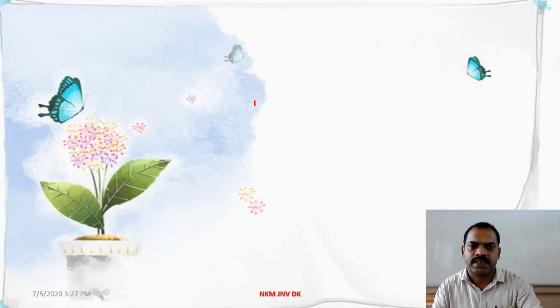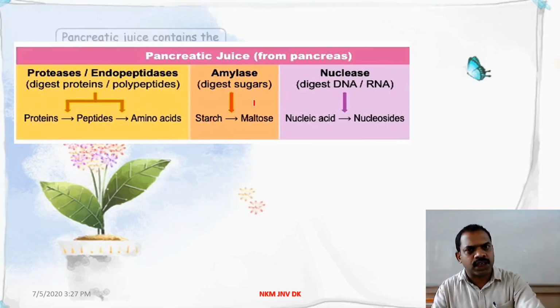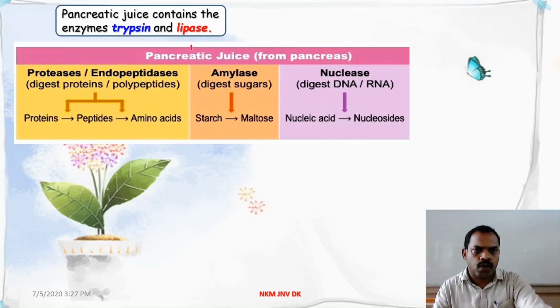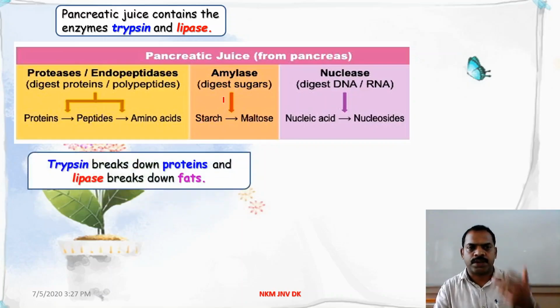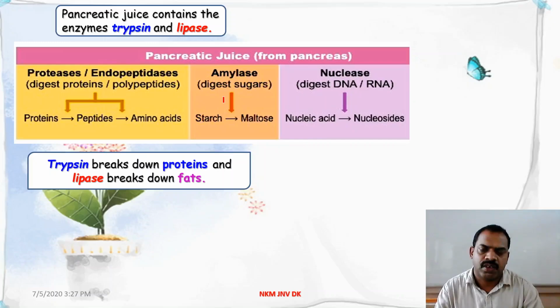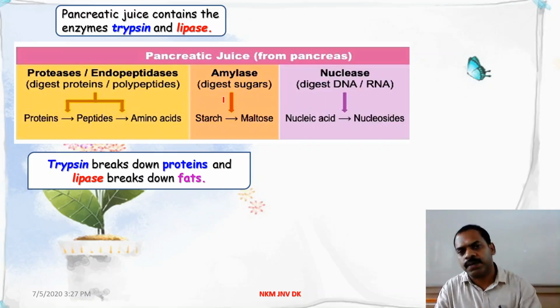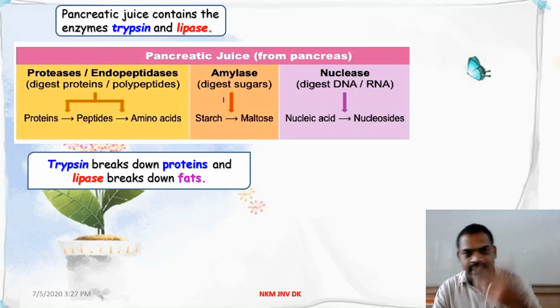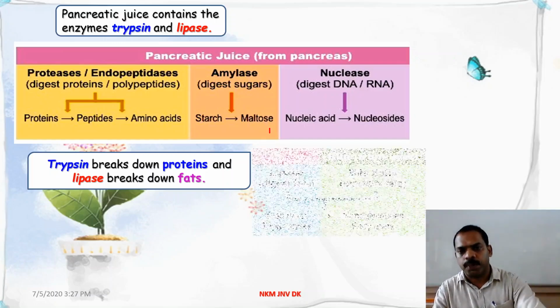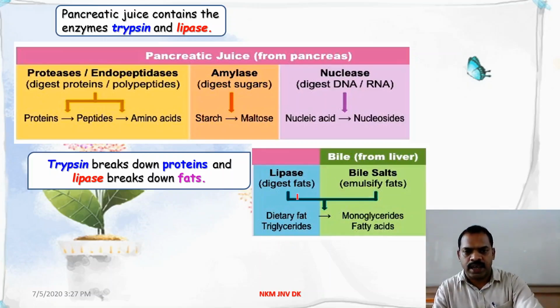What does the pancreas do? Pancreatic role. Pancreatic juice contains numerous enzymes. Two of them are trypsin and lipase. What does trypsin do? Trypsin breaks down proteins and lipase breaks down fat. So two enzymes working differently. There are numerous enzymes, like trypsin, chymotrypsin, a lot of enzymes digesting proteins, and amylase digesting sugars, nuclease digesting RNA and DNA, and even lipase is also there. Along with bile, lipase can digest dietary fat and oils into monoglycerides, fatty acids, etc.